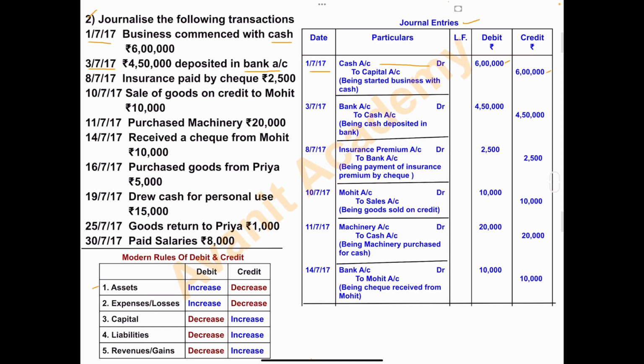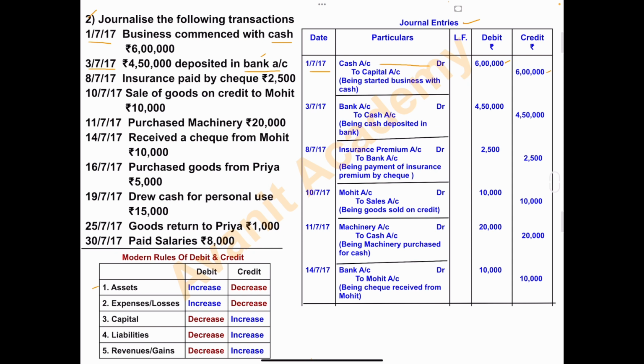ಹೌದಲ್ಲ, cash in hand, cash at bank, both are assets. Cash deposited in the bank account means the bank balance will increase. Increase in bank balance, increase in assets is to be debited. So ಈ second transaction ಅಲ್ಲಿ bank account ಅನ್ನು ನಾವೇನ್ ಮಾಡಬೇಕು, ಡೆಬಿಟ್ ಮಾಡಬೇಕು.